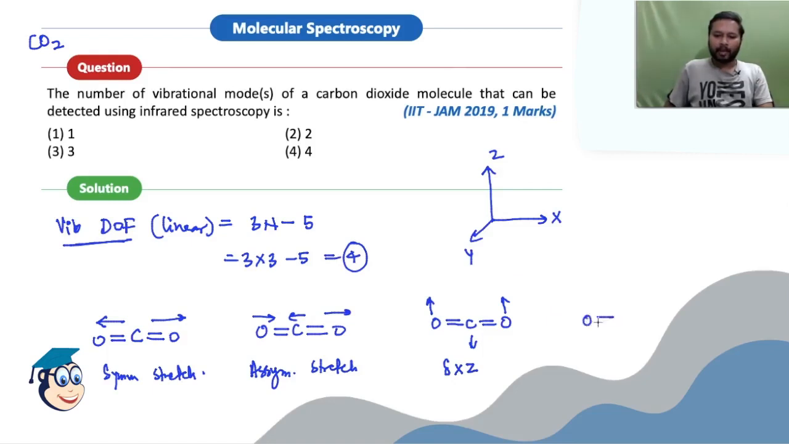You can have one more kind of bending. That's what the 4 actually tells you. In that particular case you would have these 2 oxygen going in this direction and this in this direction.